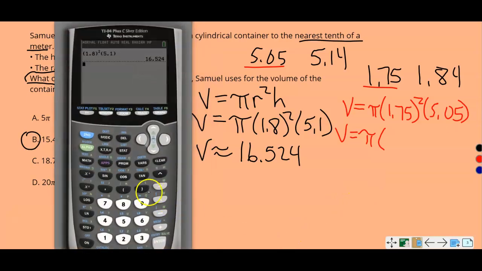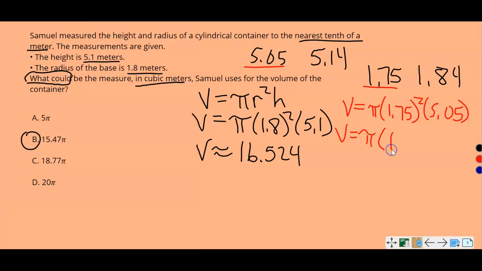So let's pull this up, and now we're going to do 1.75 squared times 5.05. Hit enter. 15.47 if you round it. So 15.47. Now if you look at the answers again, by taking the two numbers from the bottom end of the rounding, you get B. So that shows that that one is the best example.